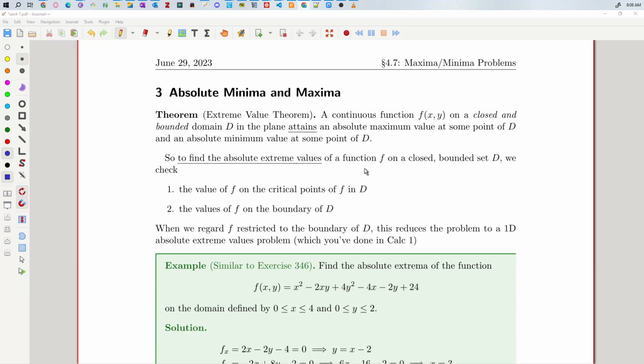There's a similar thing going on in Calc 3 with functions of two variables.